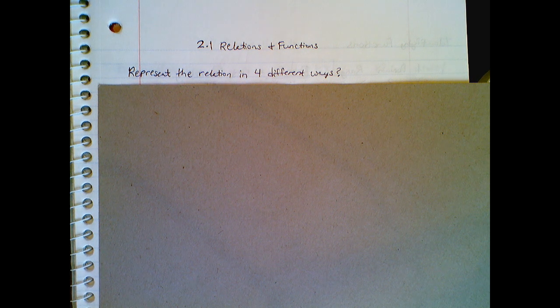Hello, we're going to start chapter 2. The first section is different ways to tell if something is a function or not, and different ways we can represent a relation. So the first type of problem that we're going to talk through is what are 4 different ways to represent a relation.